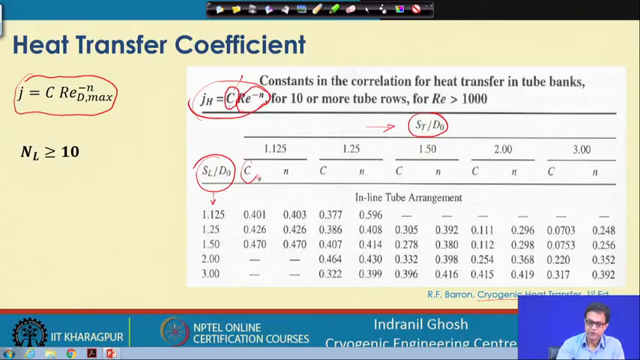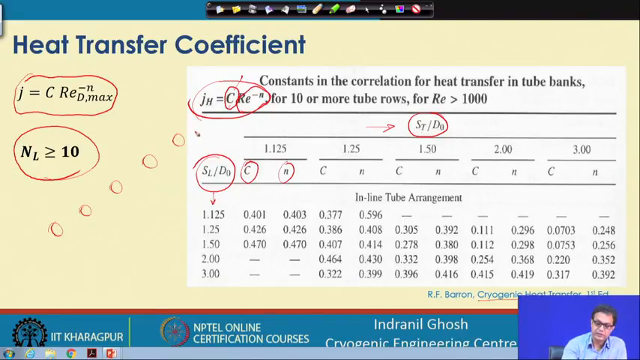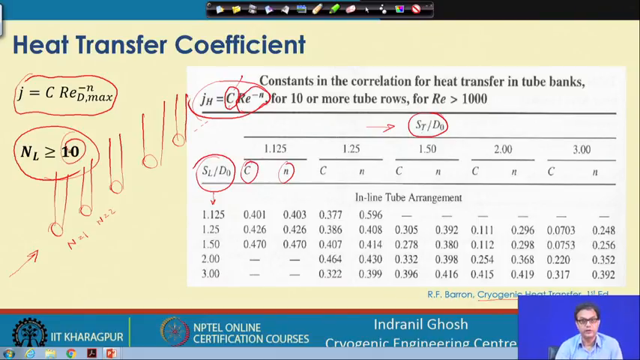So, we have C and n for each configuration. This is valid for number of rows more than 10. That means, when the flow is taking place like this, we have row number n equals 1, n equals 2. So, like this we have number of rows along the direction of the flow, and it has to be at least 10 or more than 10.